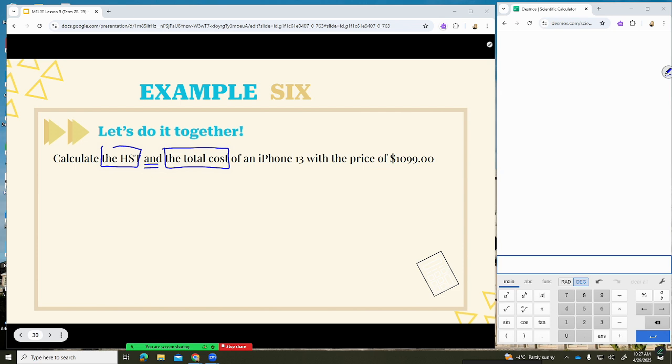Here we go. What is 13% of $1,099? Remember, you can also write it as 0.13 times $1,099. What is 13% of $1,099? I get $142.87. That's my HST.